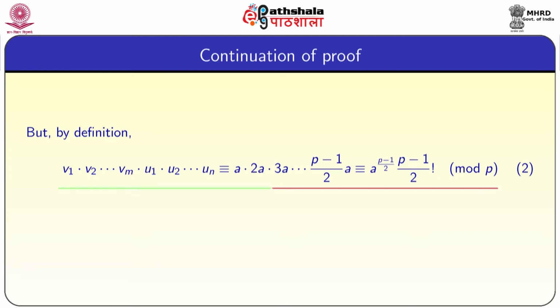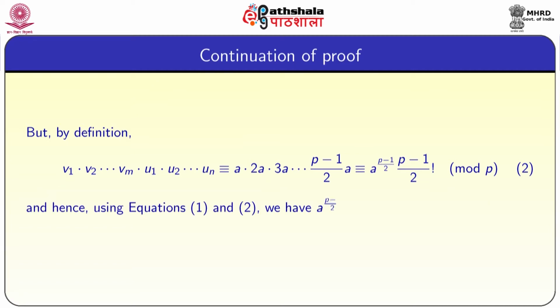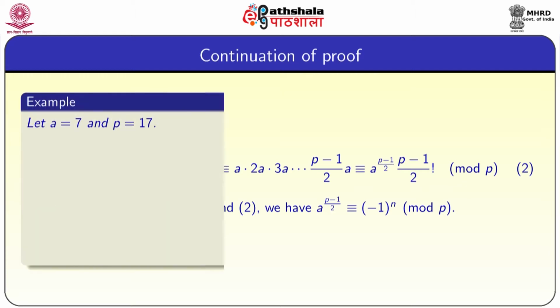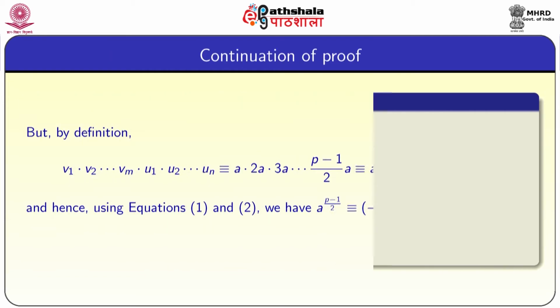These are actually elements taken from S. So, this is equal to the product of them like that, which is equal to a power (p minus 1)/2 into ((p minus 1)/2) factorial modulo p. Hence, this is equation 2. From equations 1 and 2, if you compare, we get a power (p minus 1)/2 is congruent to (minus 1) whole power n modulo p. But we know that a power (p minus 1)/2 is congruent to the Legendre symbol (a/p). So, hence we have the required result.